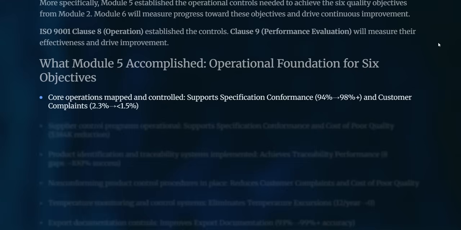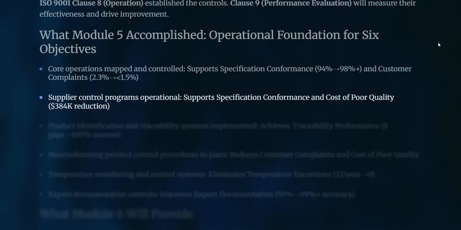One, core operations have been mapped and controlled. This supports specifications conformance from 94 to 98 and customer complaints from 2.5% to less than 1.5%. Secondly, supplier control program operations have been operationalized, and that means supports specifications conformance and cost of poor quality of 384,000 reduction.